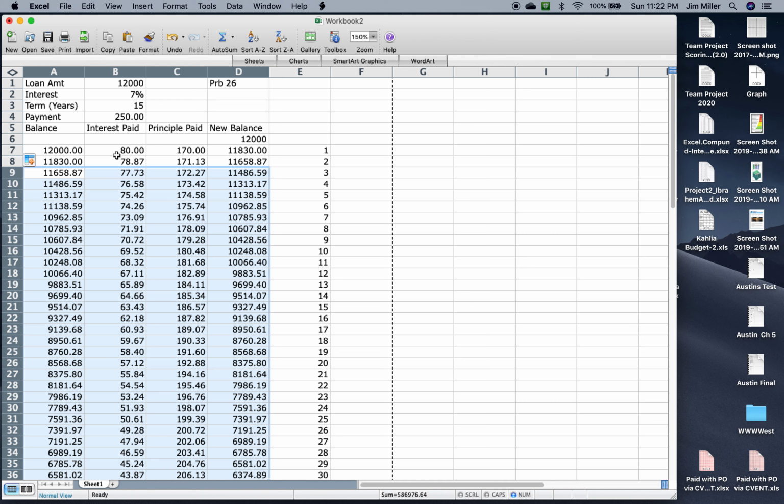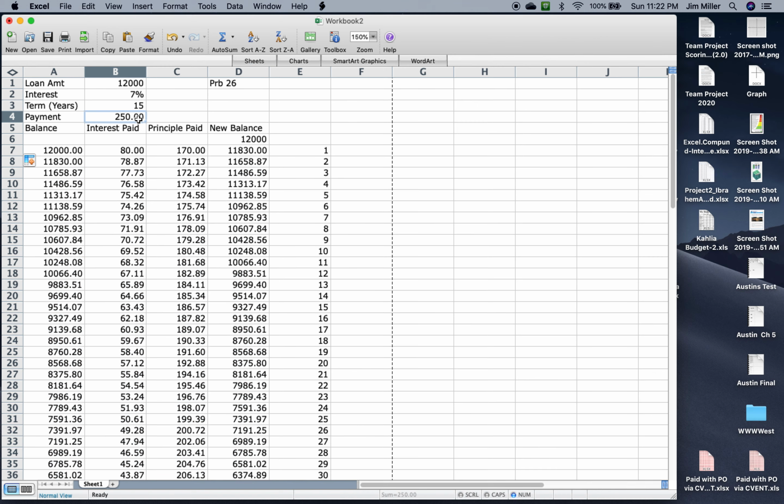Now they said, what if it was the 12,000 at 7.5%? Oh, we can only pay 250. Ooh, that's what it was. I did this wrong. Okay, so I got to go up here and change this payment again.